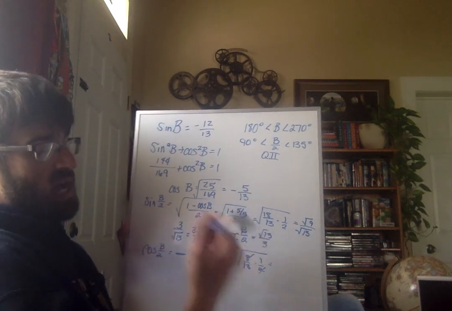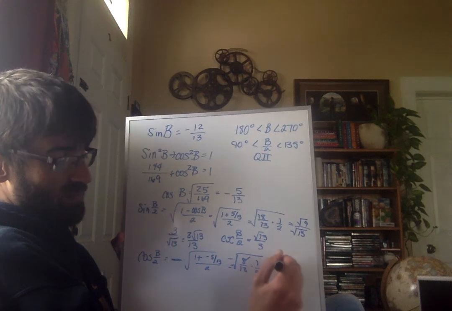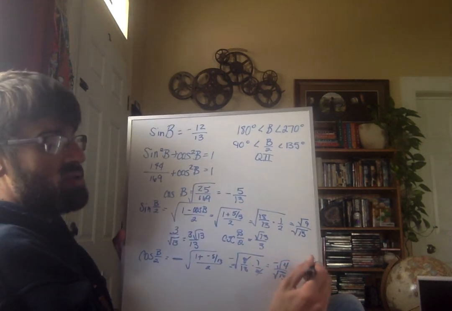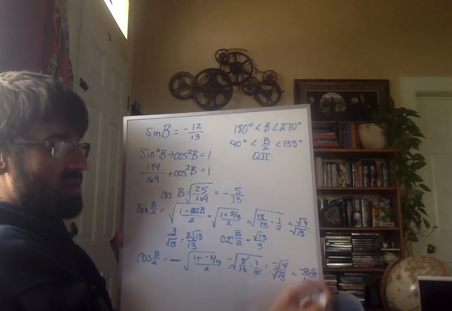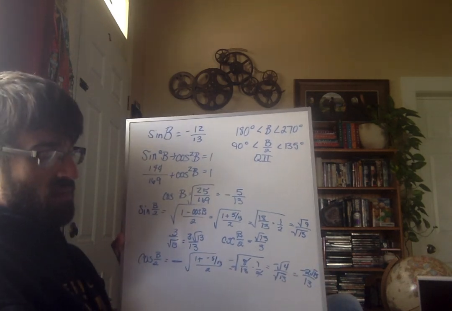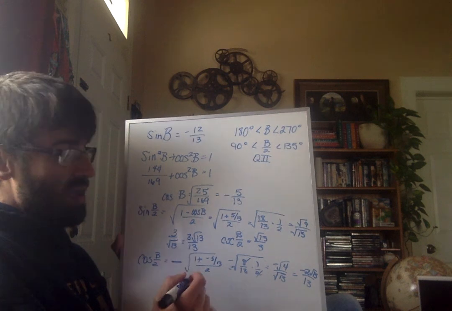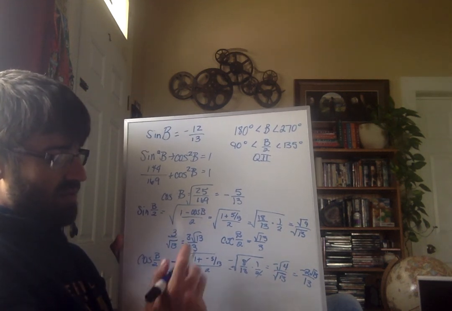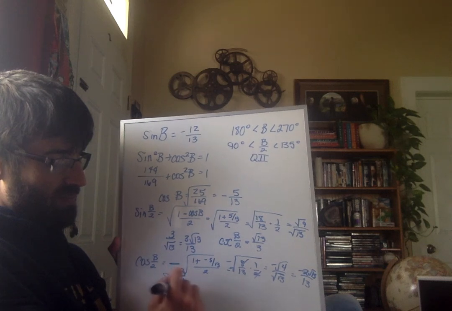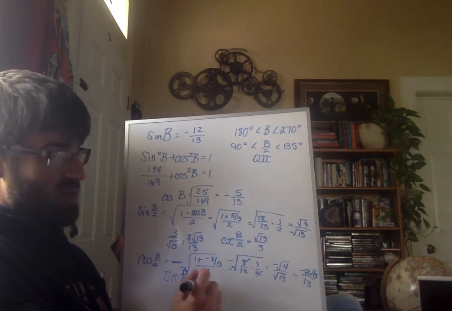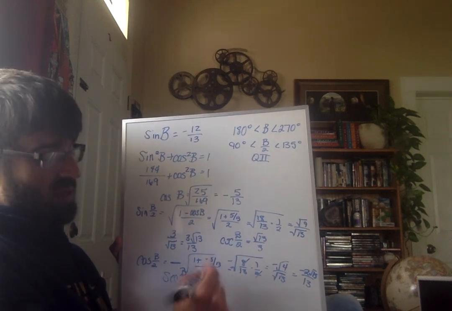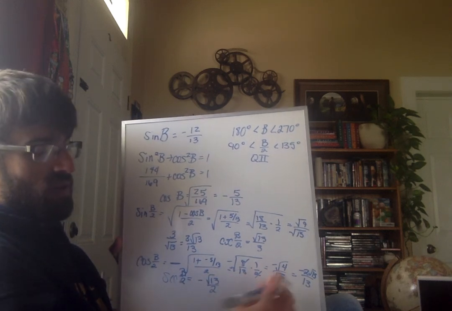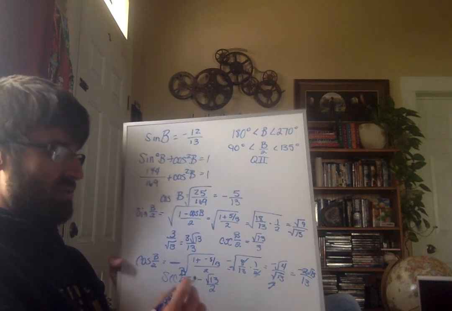That's going to be the negative square root of 4 over the square root of 13, which is negative 2 square root of 13 over 13 once I rationalize. The secant of b over 2 is going to be negative square root of 13 over 2, by just taking the reciprocal of this, with the square root of 4 being 2.